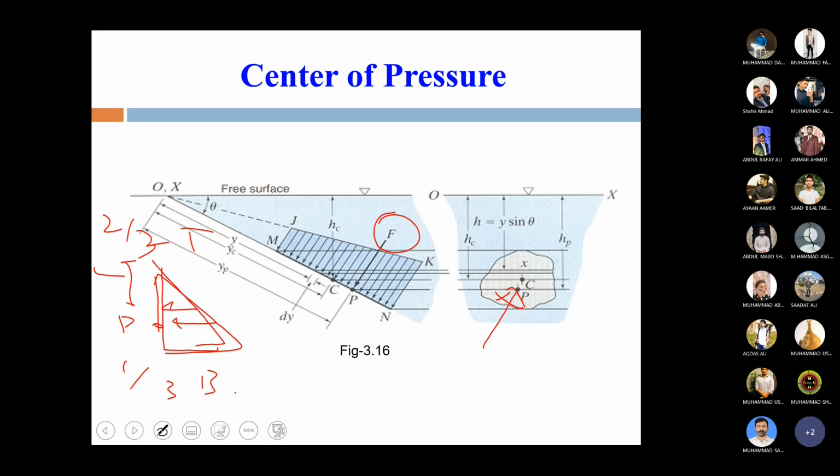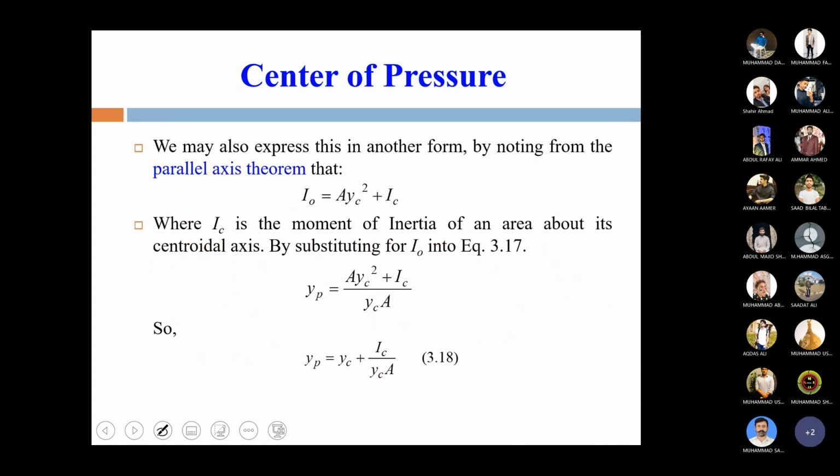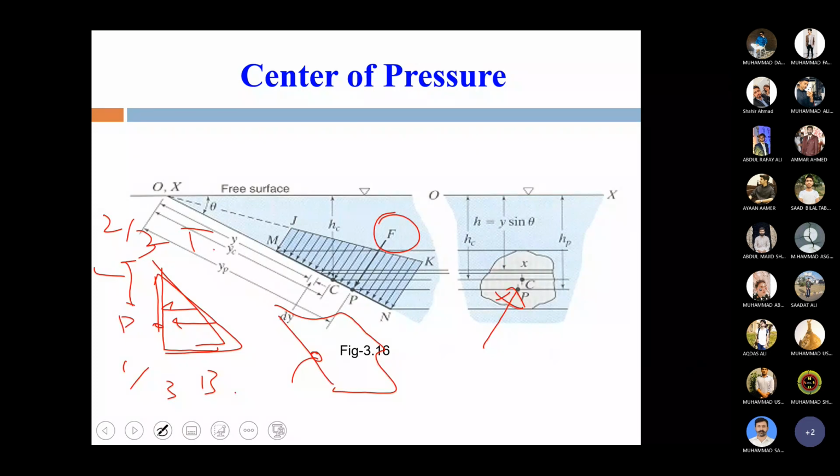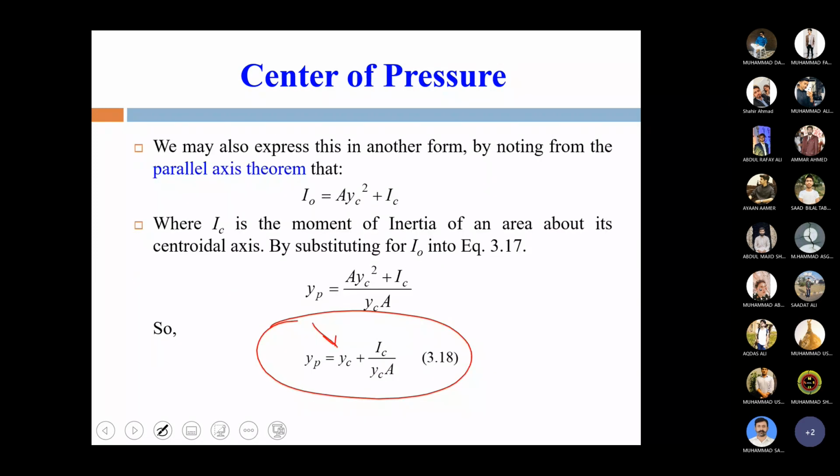However, if we have an irregular pressure distribution diagram and we do not know the exact formula for the centroid point, then we have to follow the formula y_p is equal to y_c plus I_c over y_c A. Here y_c is the distance of the centroid of the body, and I_c is the moment of inertia about the centroidal axis. Using this formula, we have transformed y_p in terms of y_c by using the parallel axis theorem.